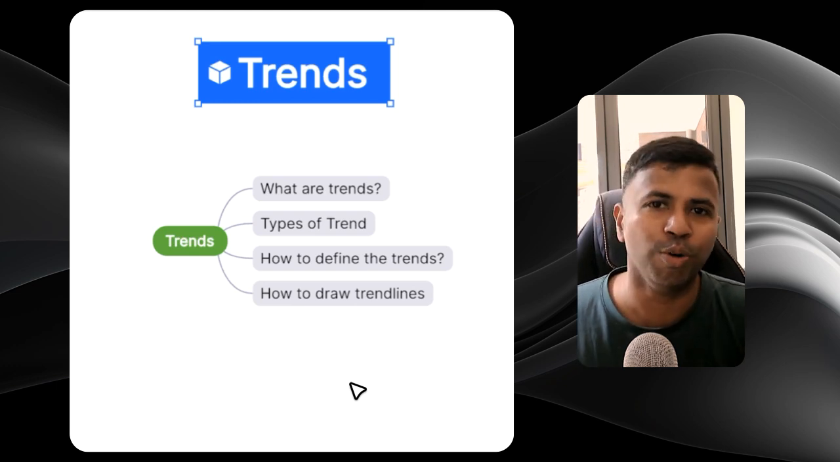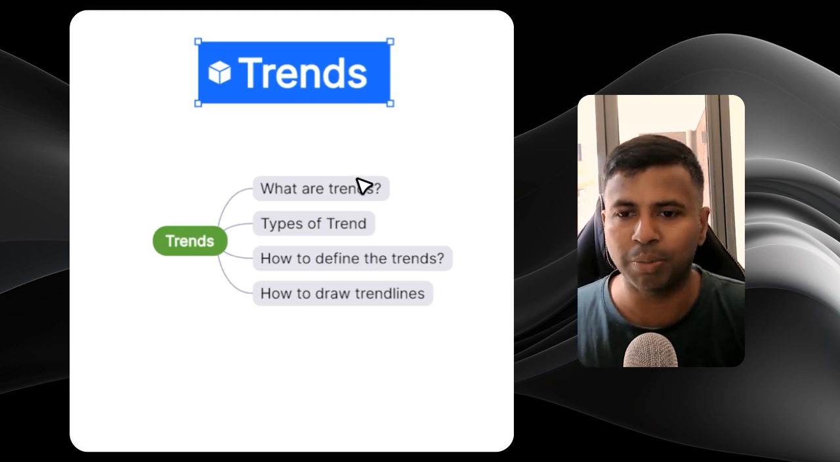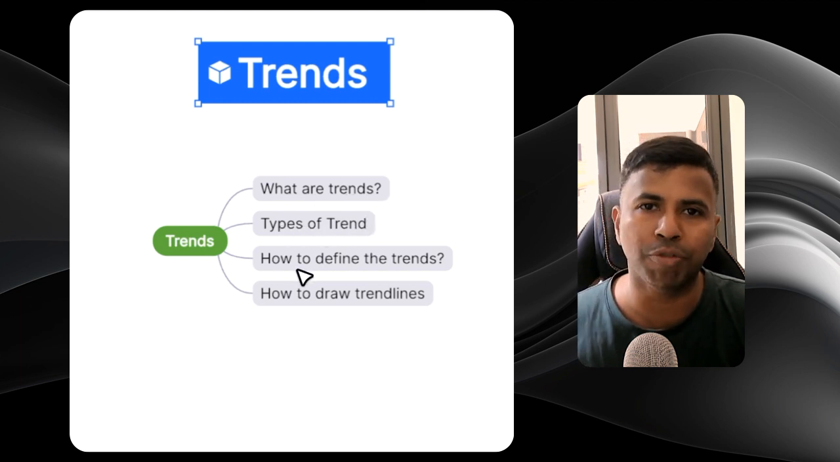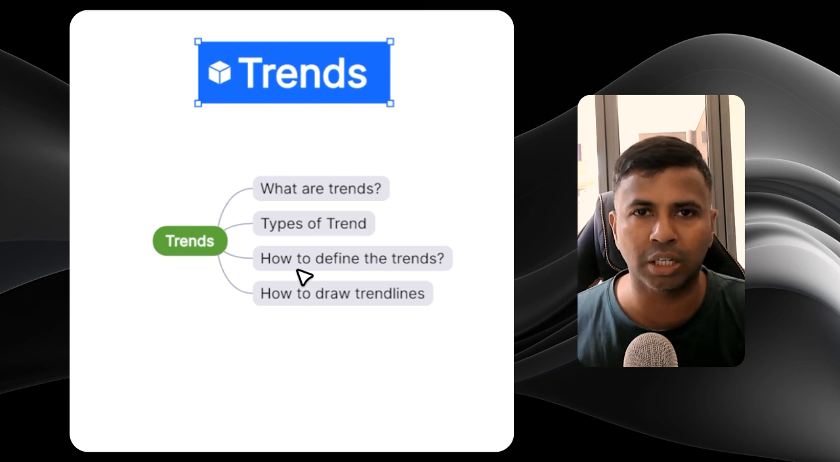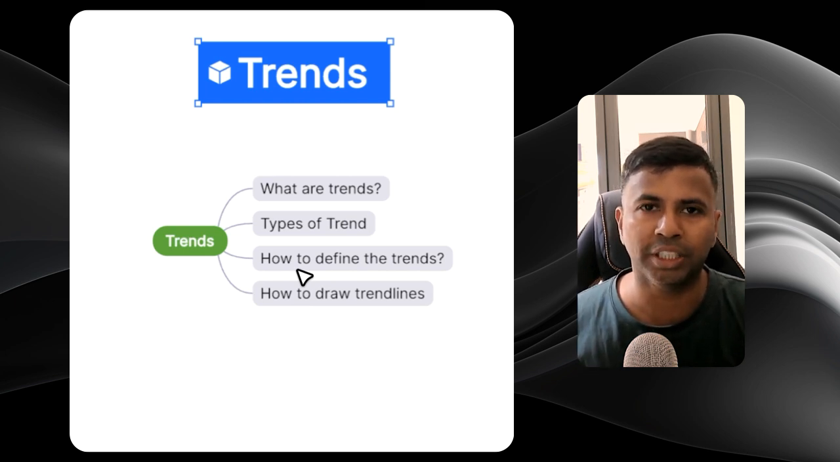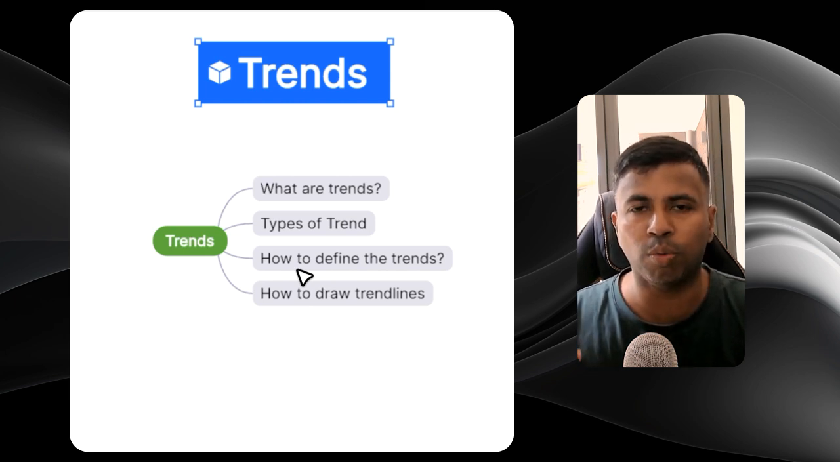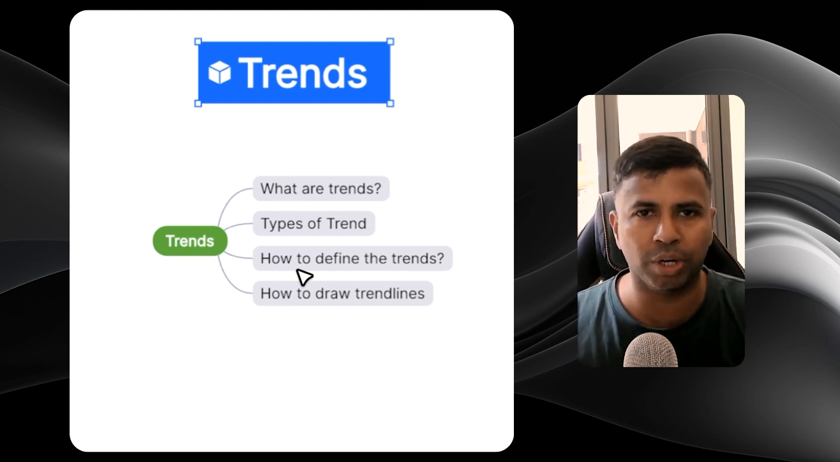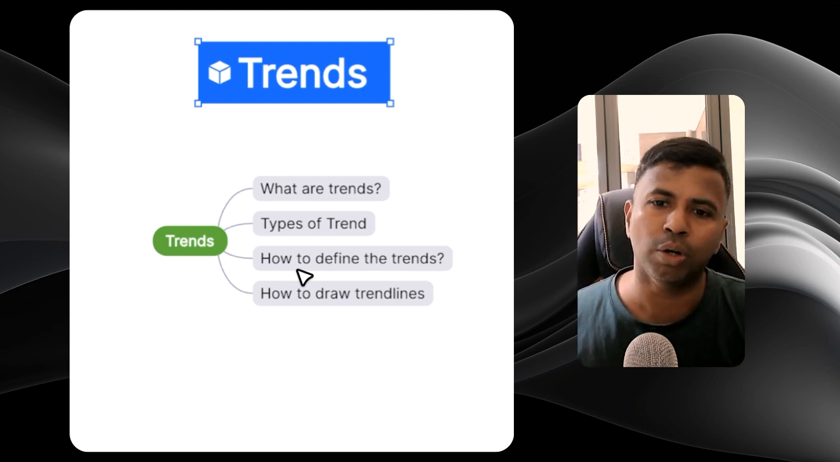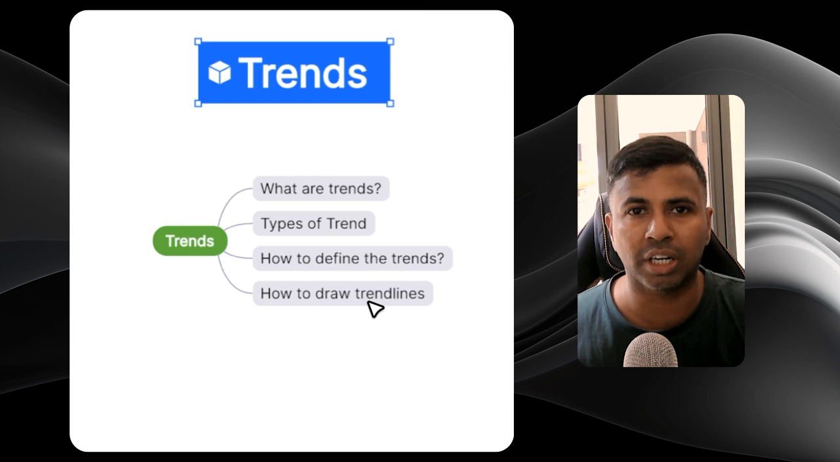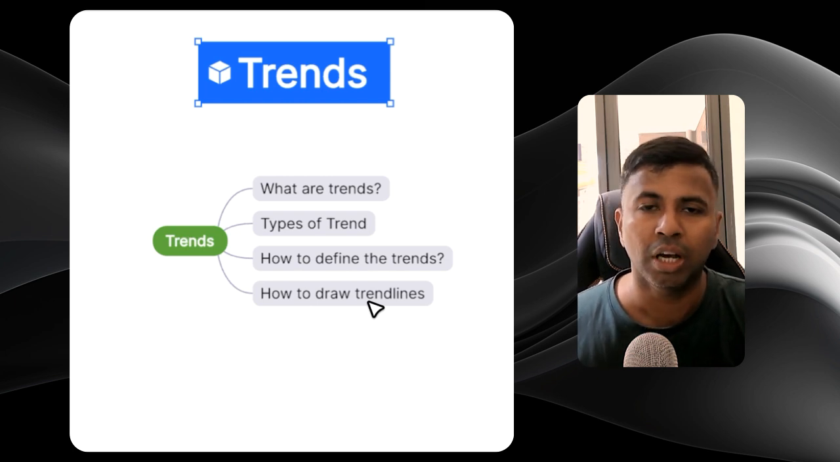In today's video, we'll be looking at trends. We'll be looking at specifically what trends are and what the types of trends are. We'll also look at how we define these trends so that when you look at a chart and at any stock prices, you can clearly call out whether the stock is in an uptrend, downtrend or a sideways trend. And we'll also look at how we draw these trend lines using a charting software.